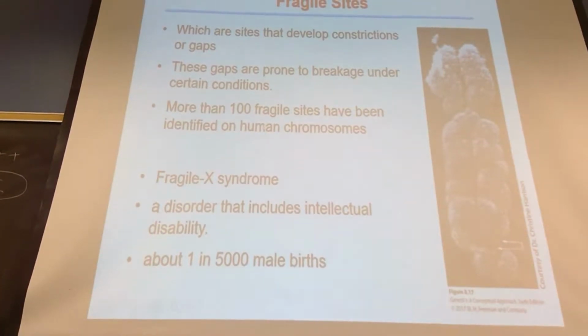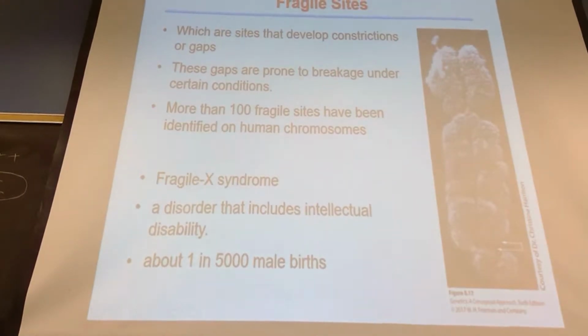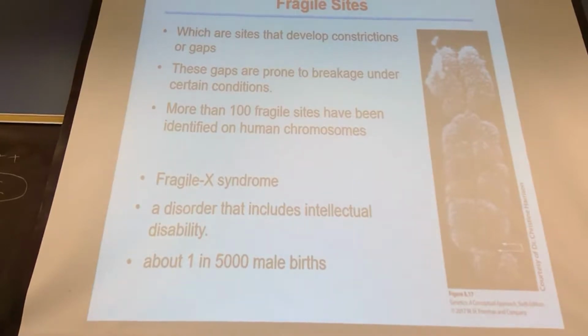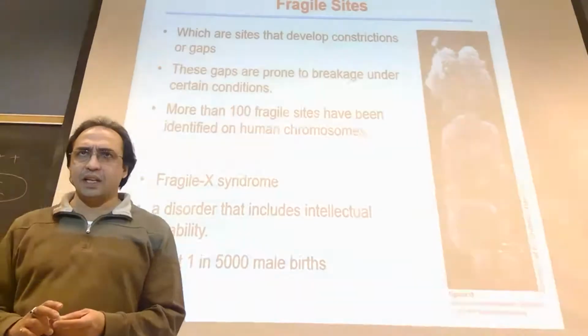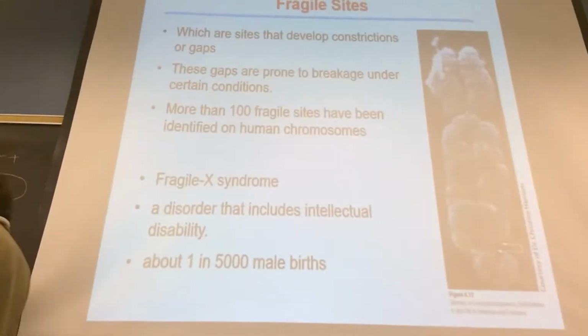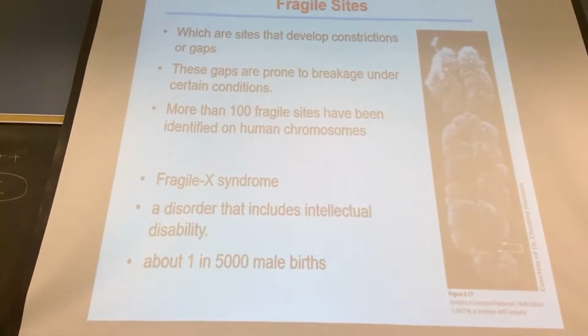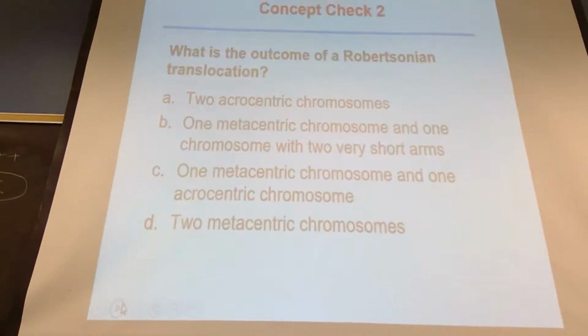And we have more than 100 fragile sites identified in human beings. So there is a very good chance of having this kind of syndrome. Fragile X is very common, and for a long time we have known about Fragile X syndrome. But in case of autosomes, there could also be some kind of problems. But generally there is translocation and duplication of the genes.